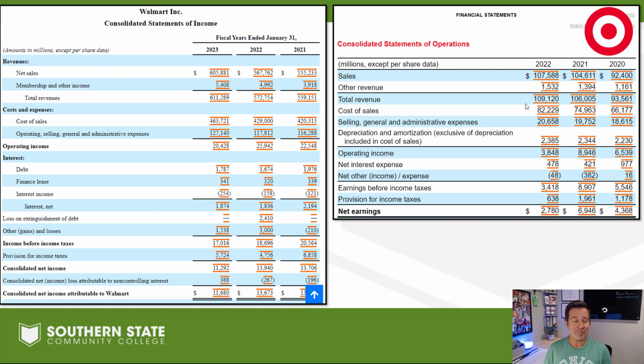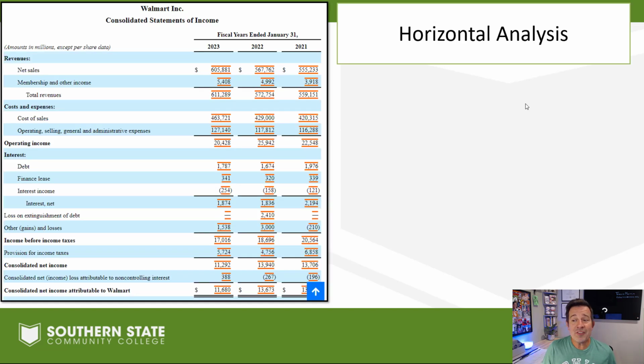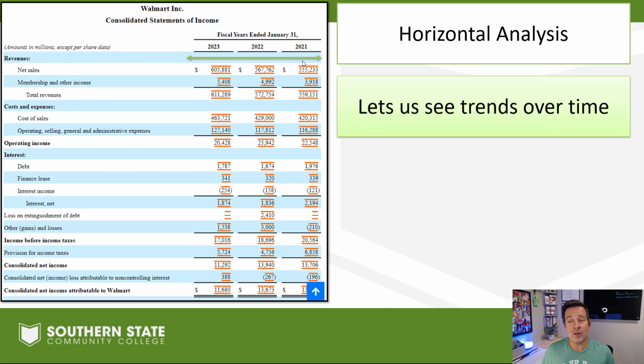So horizontal analysis, it's exactly what it sounds like. Horizontal goes left to right. You can see my arrow right there. We're going left to right in the financial statements. So what that means is I'm looking at that income statement right here. I'm going to go left to right, year to year, and look at the changes from year to year on that financial statement and then put them in a percentage format that's easy to understand and compare to other companies that may be of a different size. That's going to let me see trends over time.